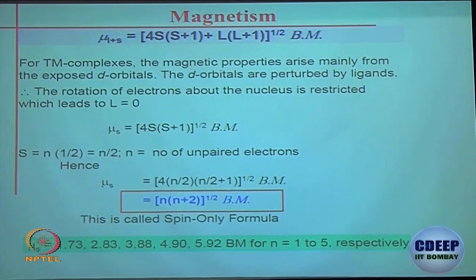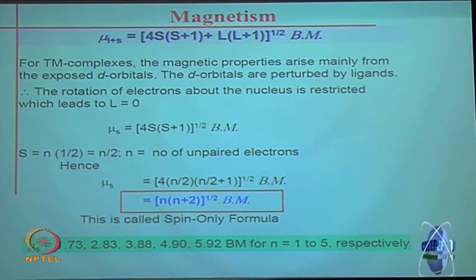Now S is nothing but the number of unpaired electrons you are having. So total S equals number of unpaired electrons divided by 2, or you can convert this equation by putting the number of unpaired electrons, and it becomes root of n times n plus 2. Simple. That is what you need to remember. I think you have studied it before. N multiplied by n plus 2, the root of that.